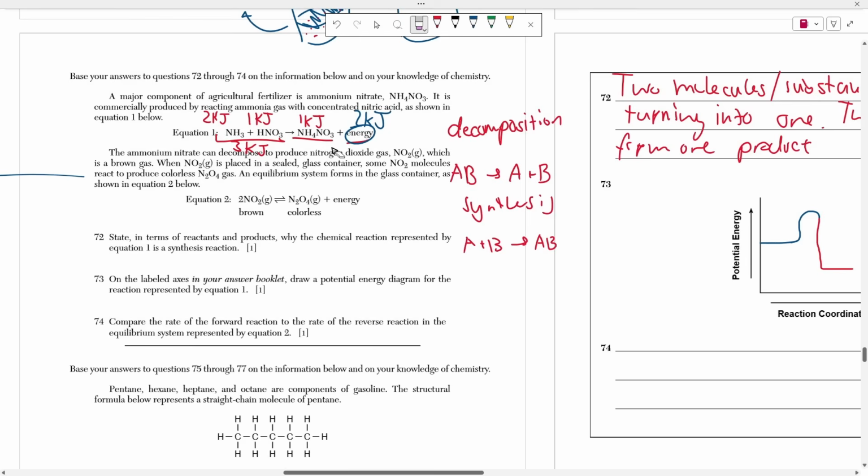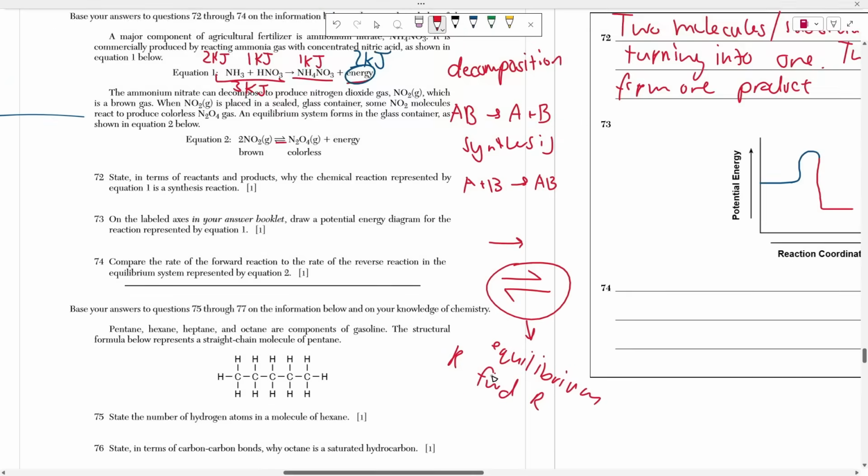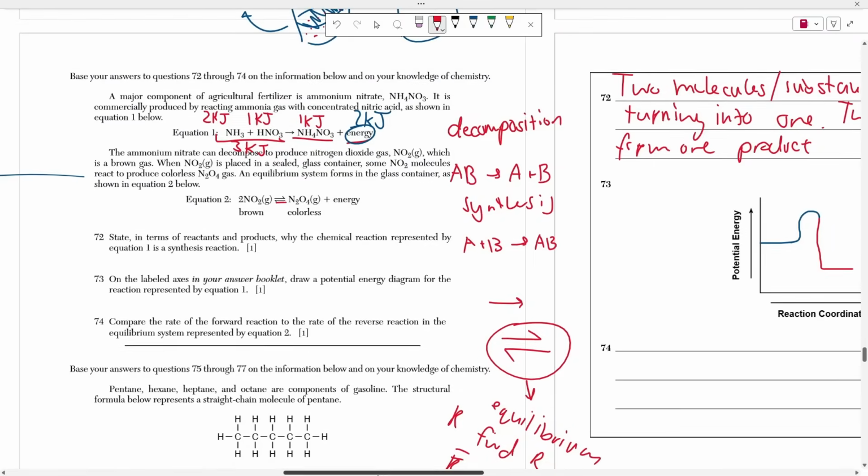Number 74 asks us to compare the rate of the forward reaction to the rate of the reverse reaction in the equilibrium system represented by equation number 2. So if we look at equation number 2 here, we know that it has this weird line right here. Instead of putting a single arrow, it has an arrow going forward and an arrow going backwards. Whenever you see this, that means that the system is in equilibrium, which means that the rate of the forward reaction is equal to the rate of the backwards reaction. That's how you get equilibrium.